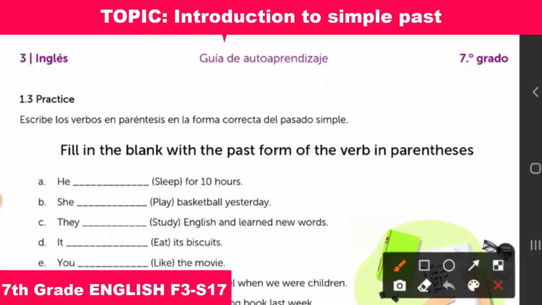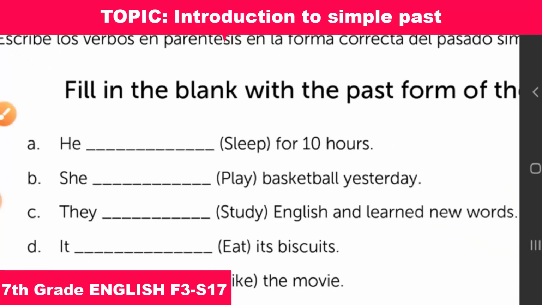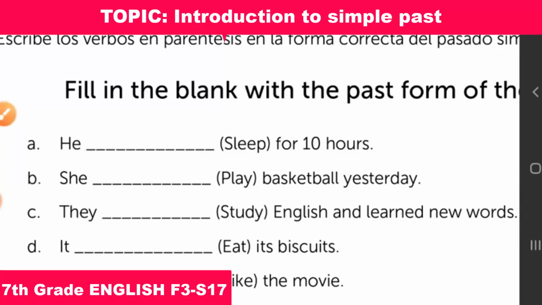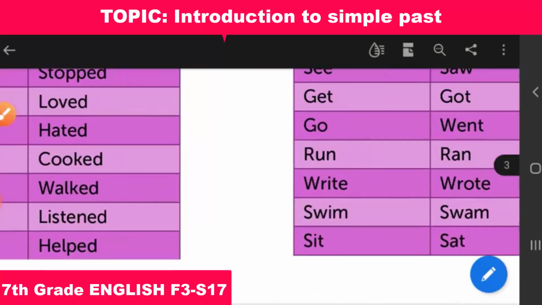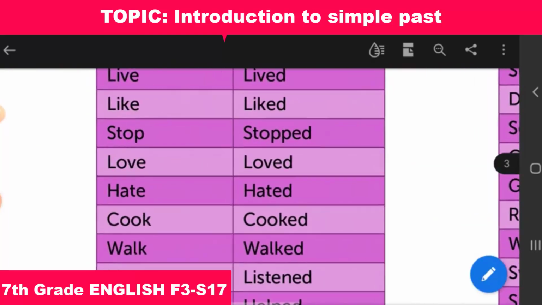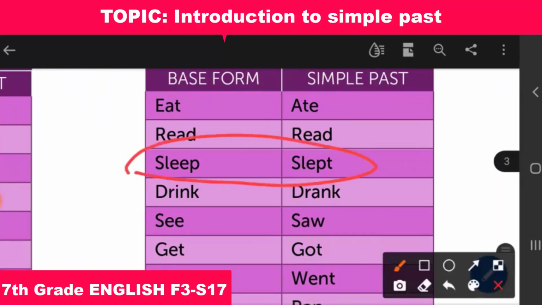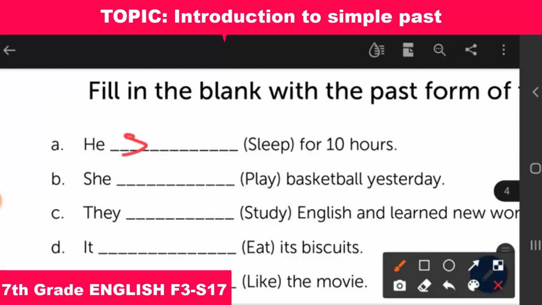Here you have to fill in the blanks. Escribe los verbos en paréntesis en la forma correcta, en el pasado simple. For example, he sleep for 10 hours. Think about it, the past of sleep. Let's go back here, where's sleep? There you can see it. The past, slept. So in this case it will be slept. So he slept for 10 hours.